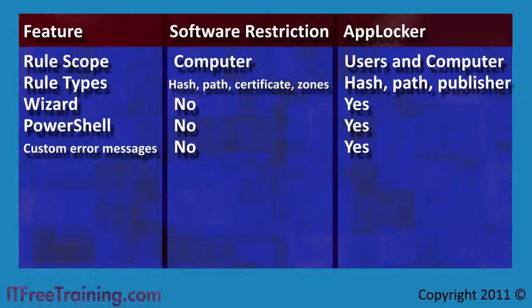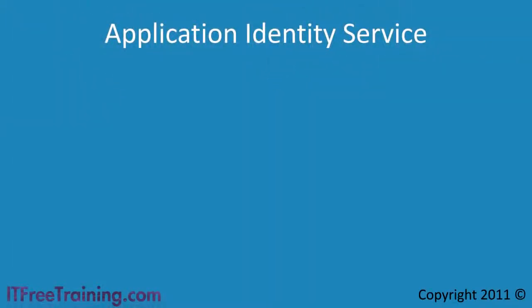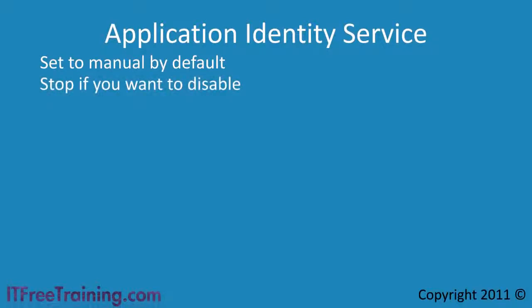AppLocker relies on a service called the Application Identity Service. By default, this service is set to manual. When testing out AppLocker, I would recommend making your changes and then starting the service. If you find that there are problems with AppLocker, you can simply stop the service. Once you are happy with the changes, change the service to start automatically.